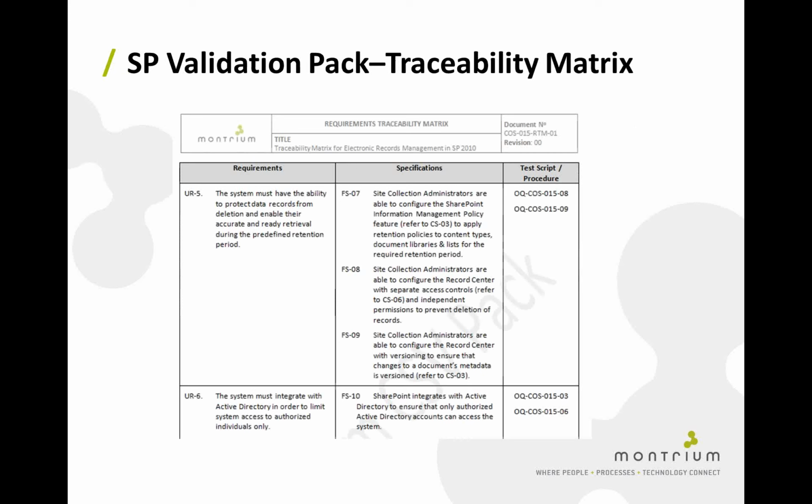So this is an example of what the traceability matrix looks like. So we have our user requirements, we then have our specifications, and then we have the test scripts that we've used to actually test those specifications and those requirements. So it gives us a link between all three sets of documents.